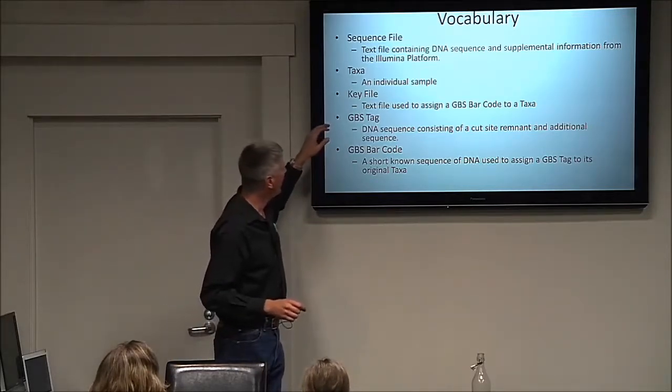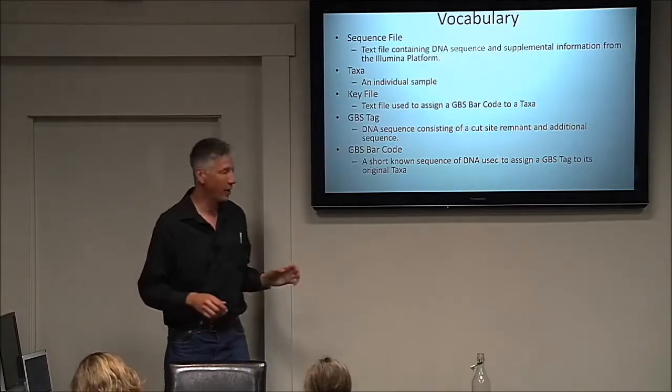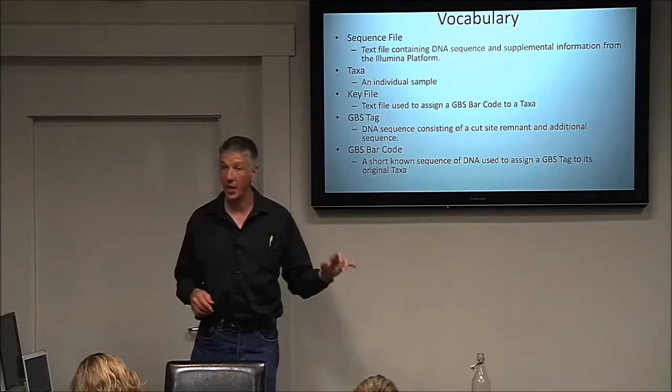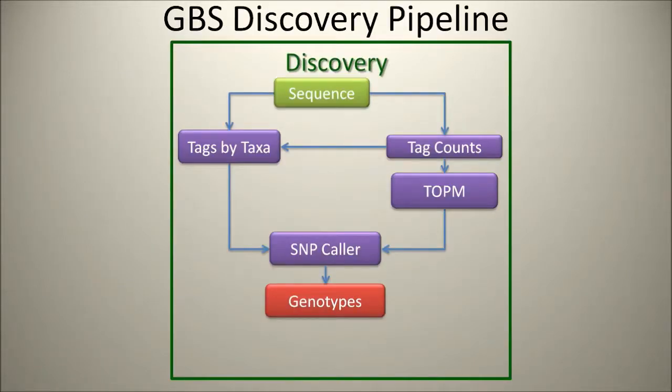A GBS tag is a DNA sequence which consists of a cut site remnant from where the enzyme cut, and additional sequence. We'll see more about that in a minute. And a GBS barcode is a short known sequence of DNA used to assign the GBS tag to its original taxa. This is just a schematic of the discovery pipeline.